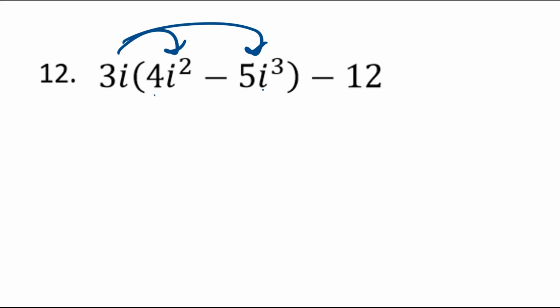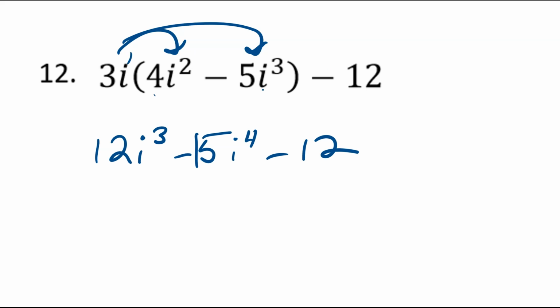I'm going to choose to distribute. 3 times 4 is 12. Remember to add the exponents for those i's when you're multiplying. Minus 5 i to the 4th, minus 15 i to the 4th, minus 12. So i cubed, again, remember that's just negative i. And if I multiply a positive and a negative, the whole thing is negative, so I'm just going to bring that negative on the outside.